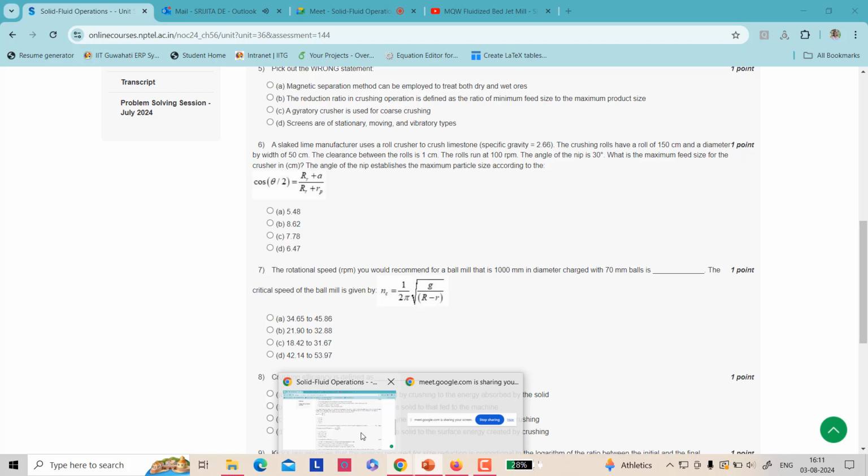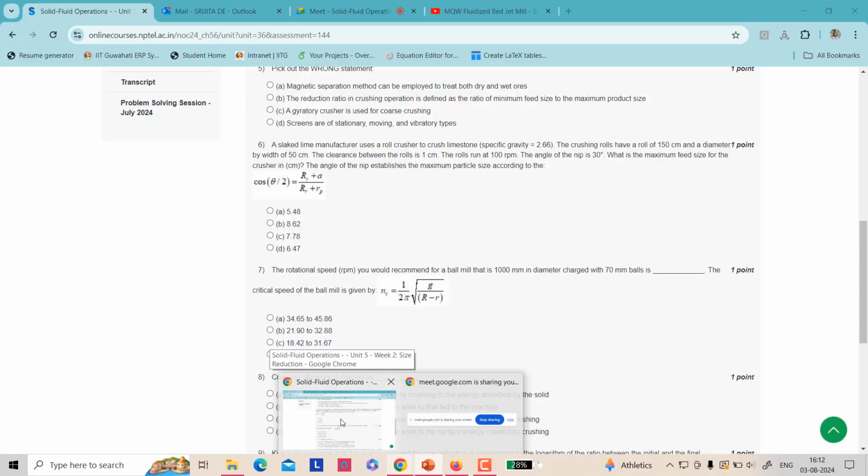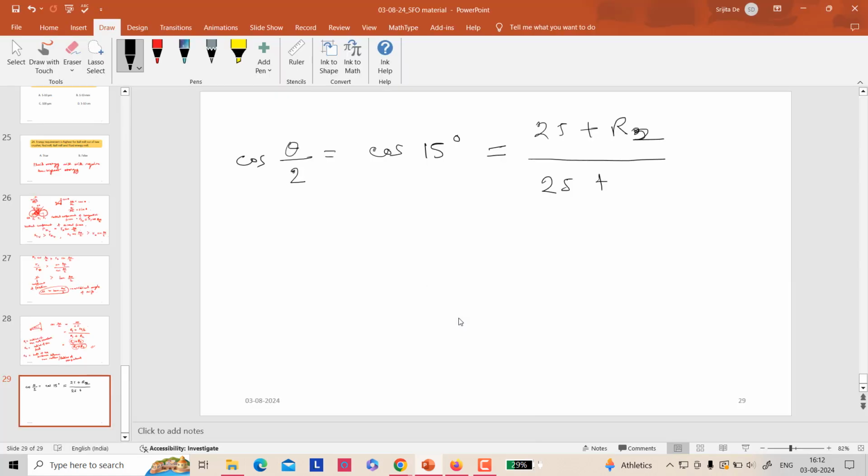R is the 50 centimeter. That means we are calculating the radius here, so we have to take 25 plus A. In case of R2, here again it is 25 plus the product size. It is given 1 centimeter is the diameter, so we are taking 0.5 centimeter as the product. So let's calculate.